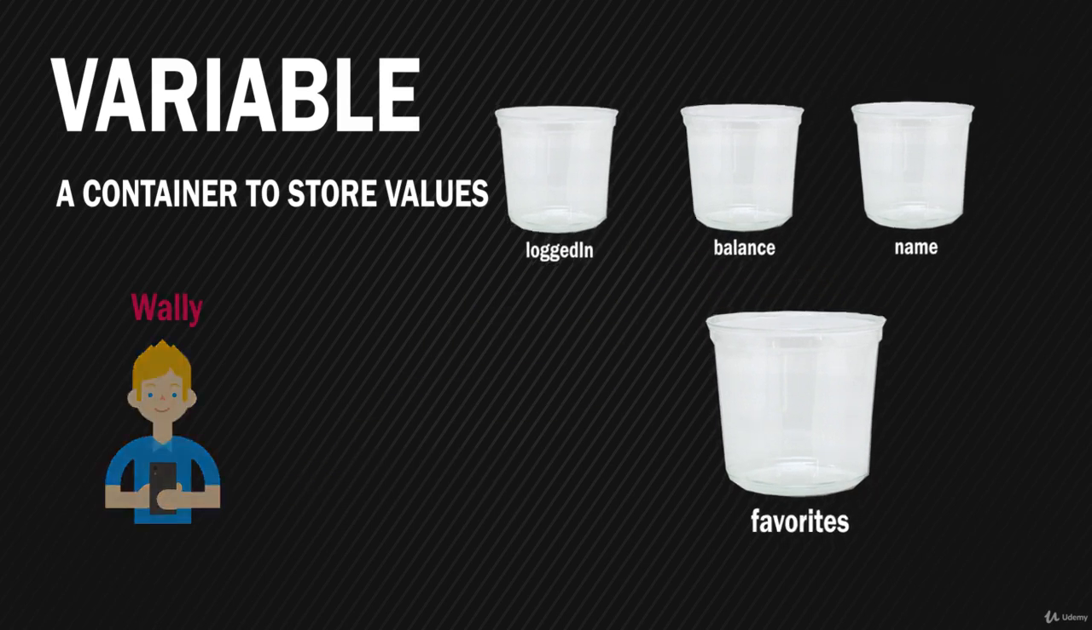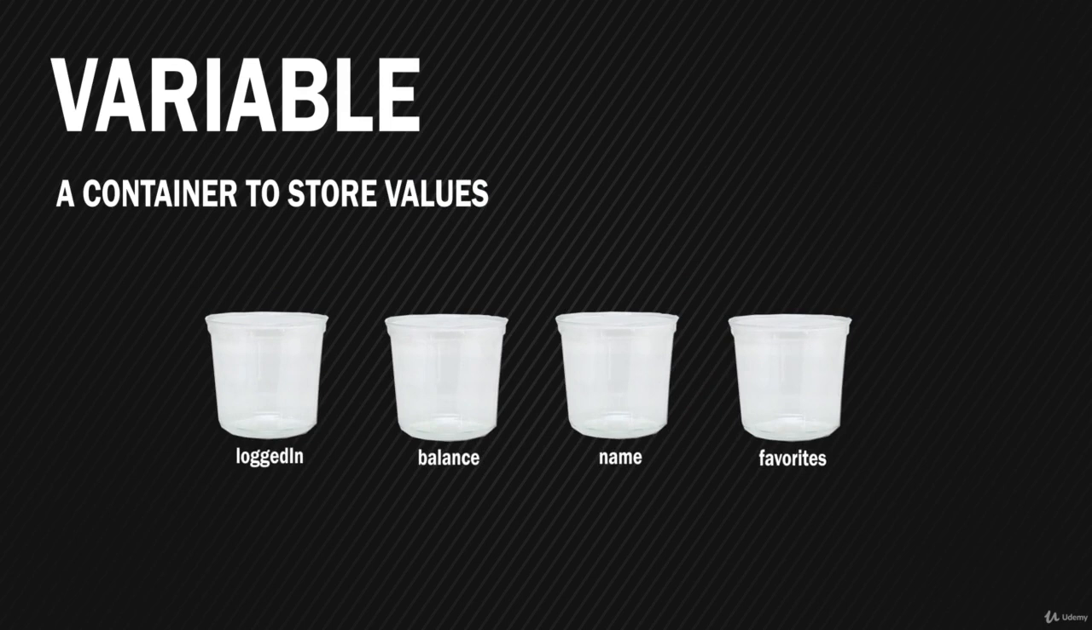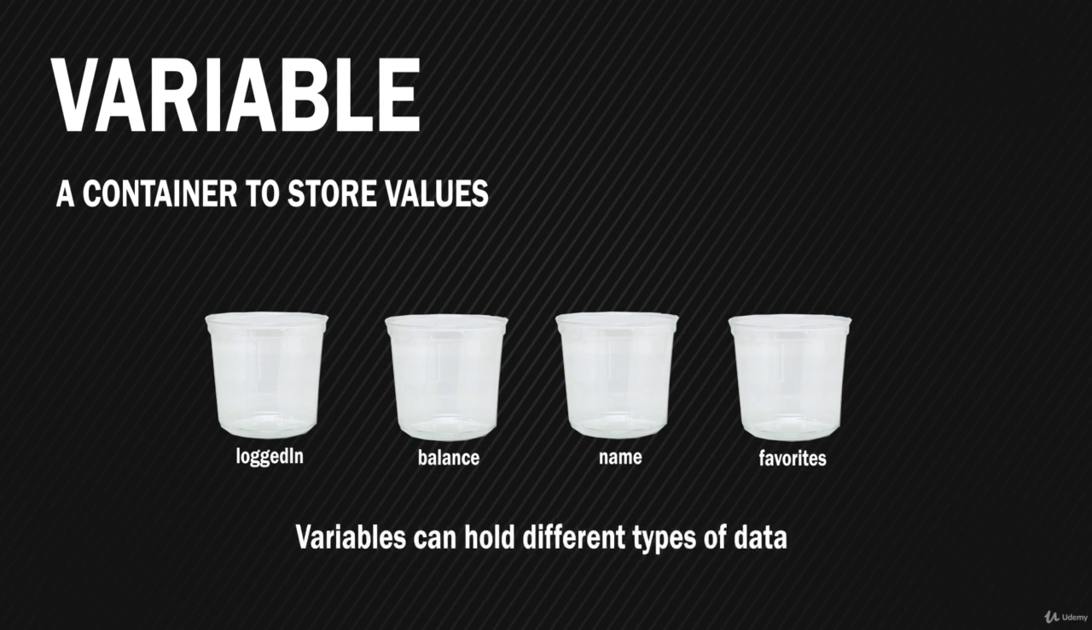The important point that I'm sure you've picked up on already is that all of these variables were created in the same way. We got a container, we labeled it, and we put in the value. And you can also see that variables can hold different types of data. Think about a container in your pantry. You can put different types of food in those containers. The same thing with JavaScript. We just don't talk food, we talk value types. In our example, logged in is a boolean, balance is a number, his name is a string, and favorites, well, we've just said that's complex.